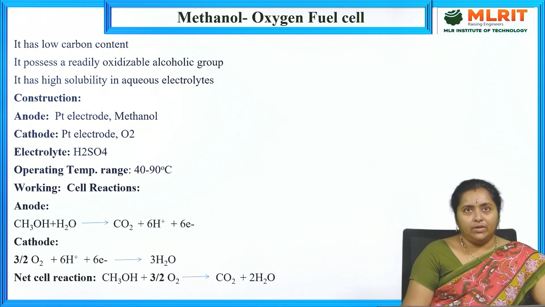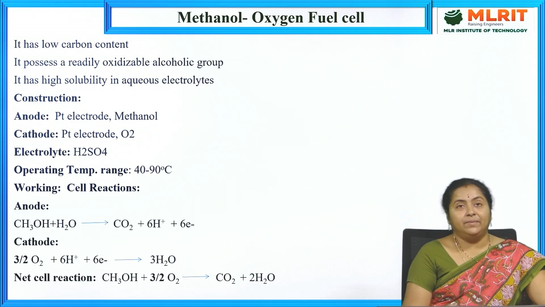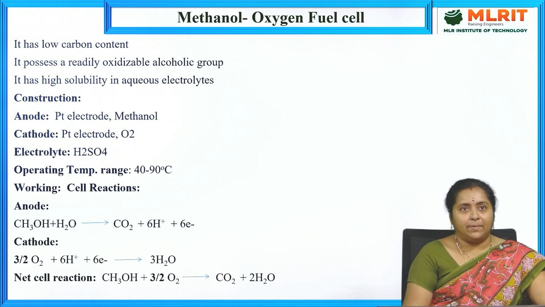Moreover, we have to keep in mind that these fuel cells are examples of primary batteries. As and when you supply the fuel continuously, it is able to generate electricity. If you stop the supply of fuel, then it won't work like a battery, it becomes dead. That's why these are examples of primary batteries.